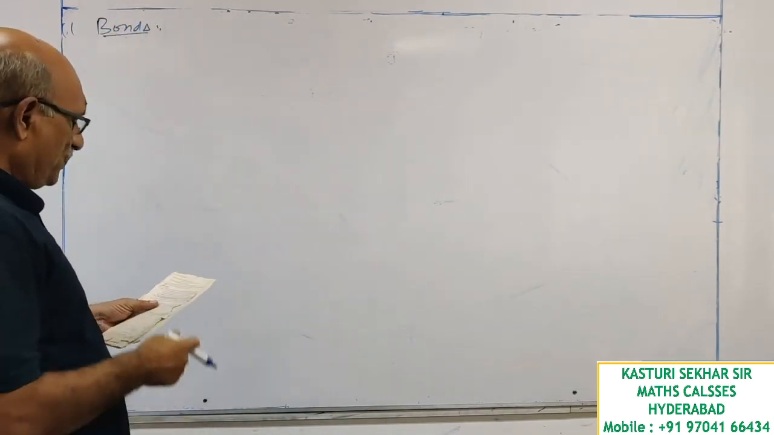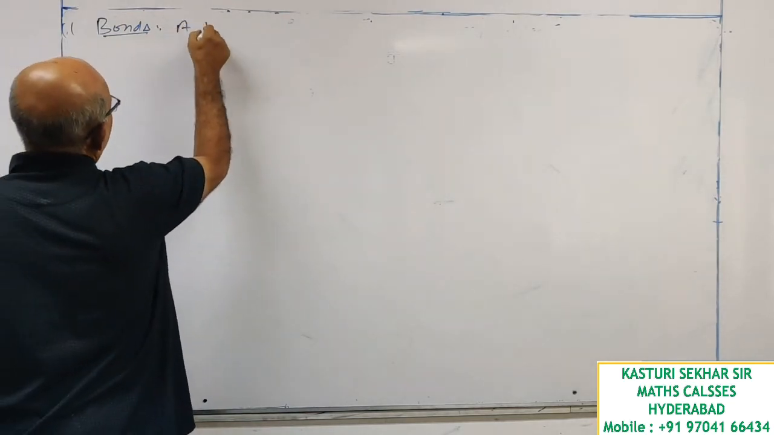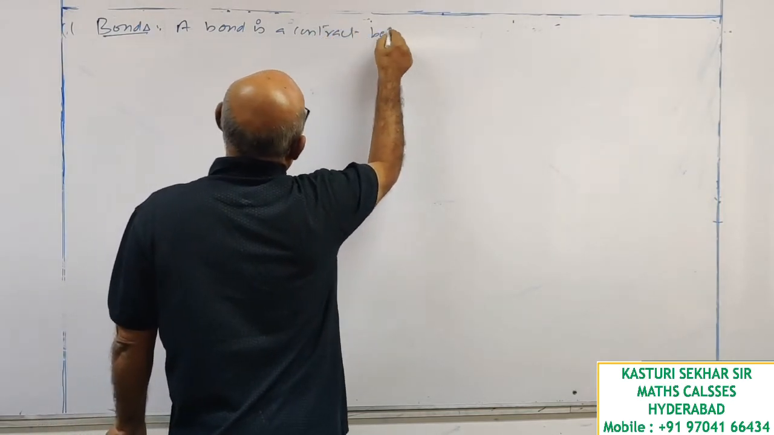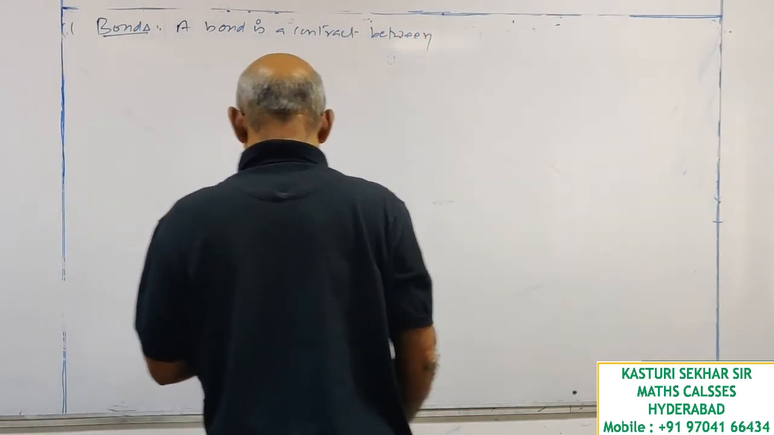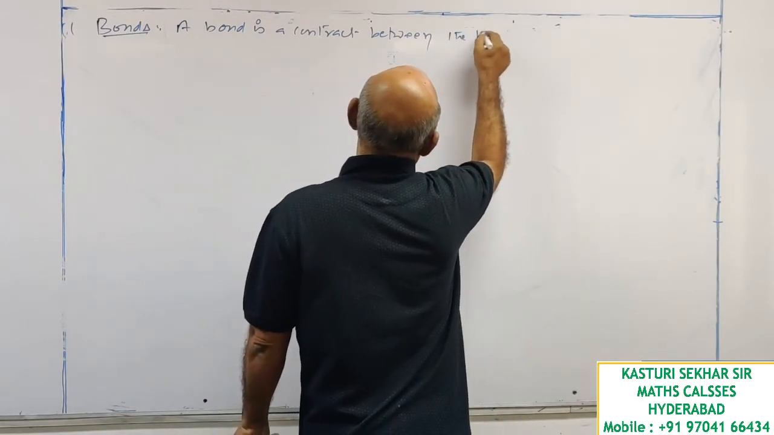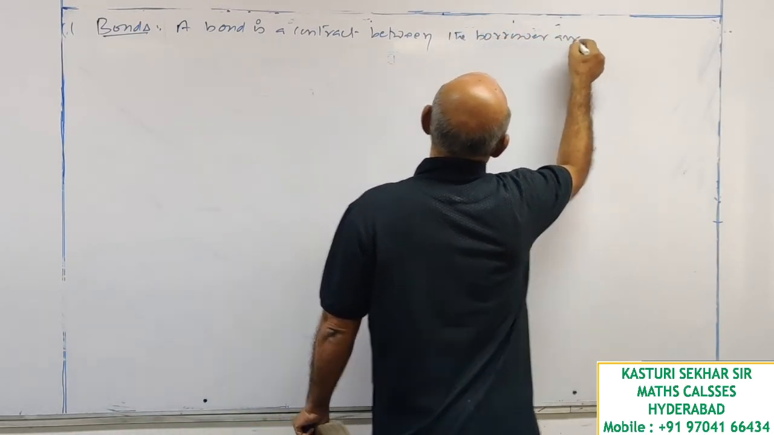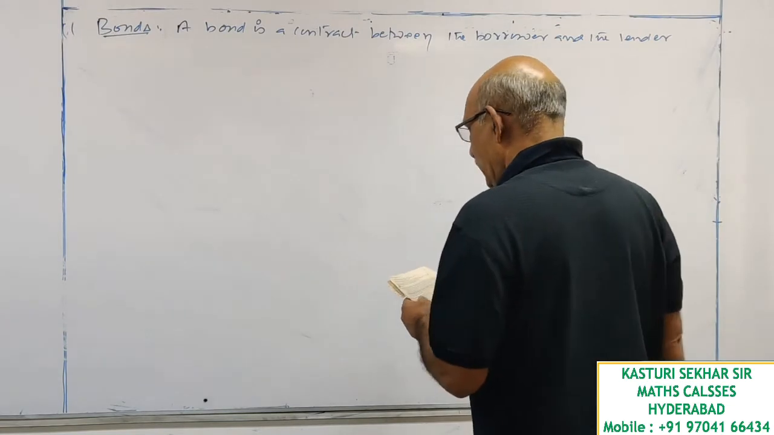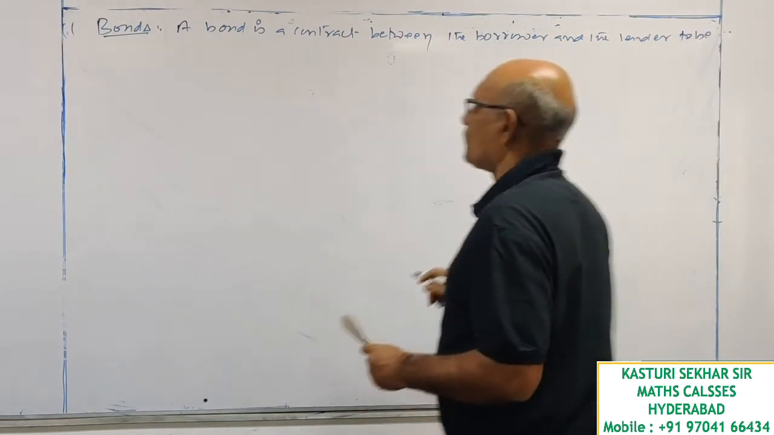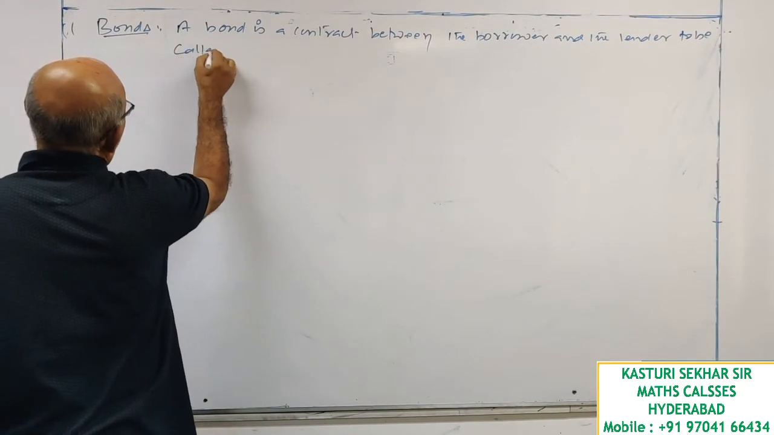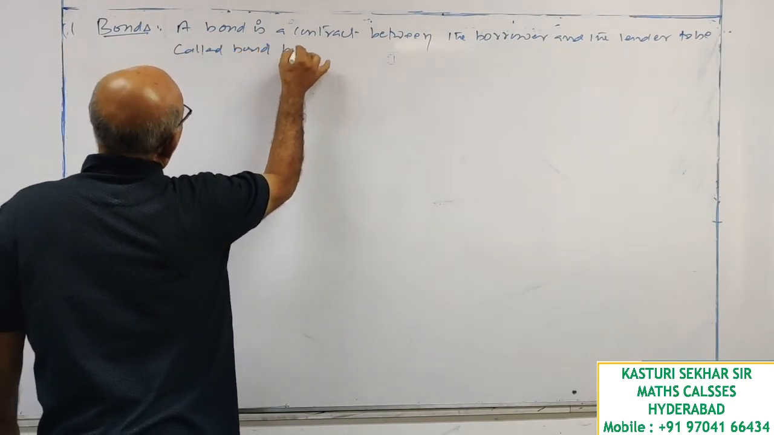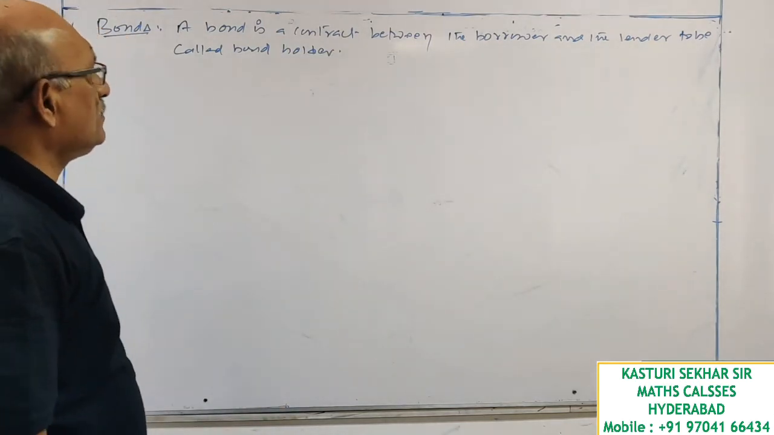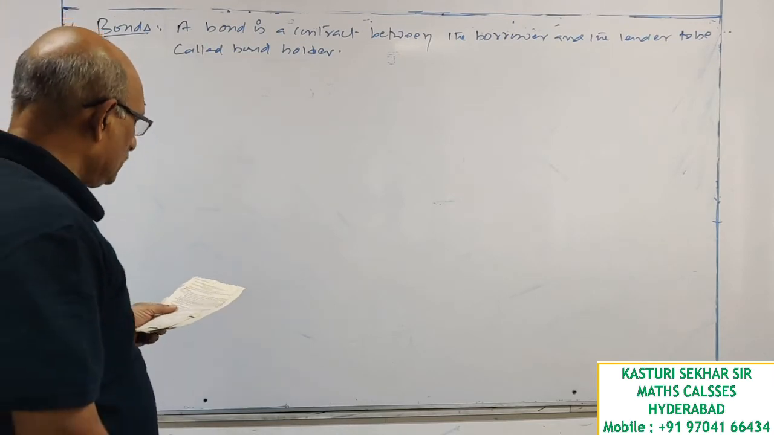What is a bond, sir? A bond is a contract between the borrower and the lender, to be called as bondholder.